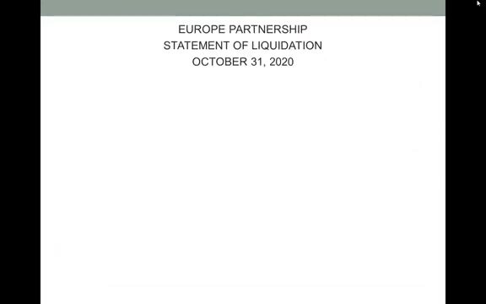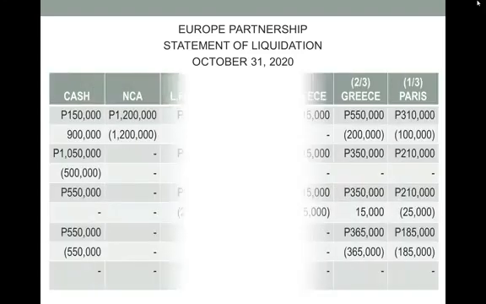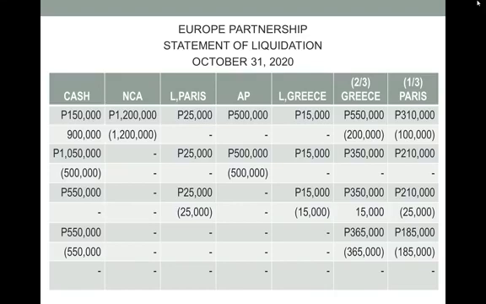Europe Partnership Statement of Liquidation, October 31, 2020. This is the Statement of Liquidation for the Europe Partnership. The balances came from the balance sheet. Cash 150,000, non-cash asset of 1.2 million, loan from Paris of 25,000, accounts payable of 500,000, loan to Greece of 15,000. Then the capital balances before liquidation: Greece 550,000, and Paris 310,000. Now let's proceed to the liquidation process.